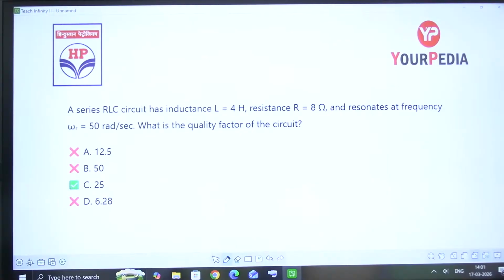Yes. What is the question? A series RLC circuit has inductance 4 Henry, resistance 8, and resonant frequency 50 radians per second. What is the quality factor?